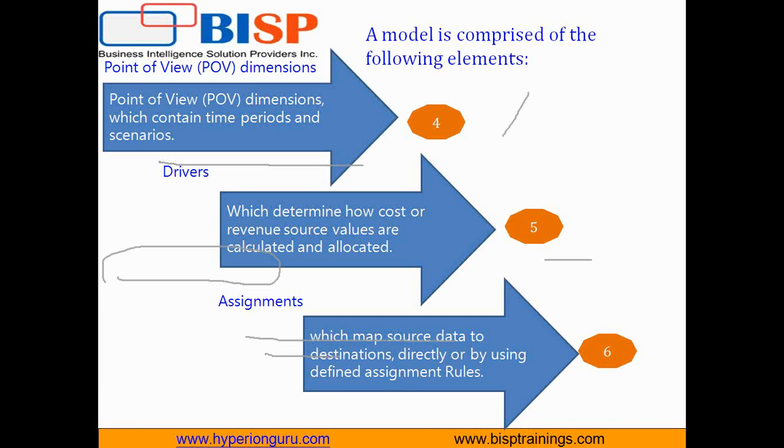And then we have a driver, just now I showed you. Drivers are the number of machine hours and number of initial setups. So all the time when you do allocation, drivers are important parameters which define how allocation takes place. Assignment is another dimension which maps source data to destination directly by using your defined segment rules. So in 6 steps this is done. I'd like to quickly show you whatever we discussed so far.